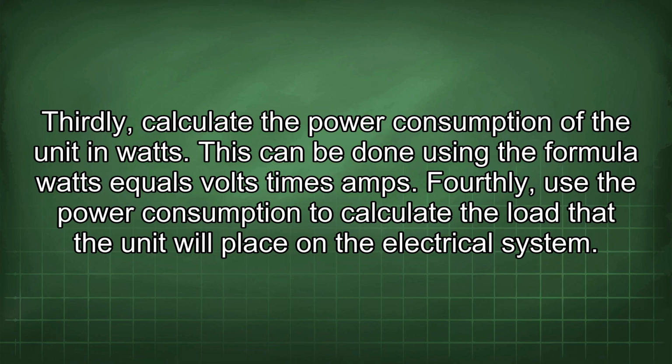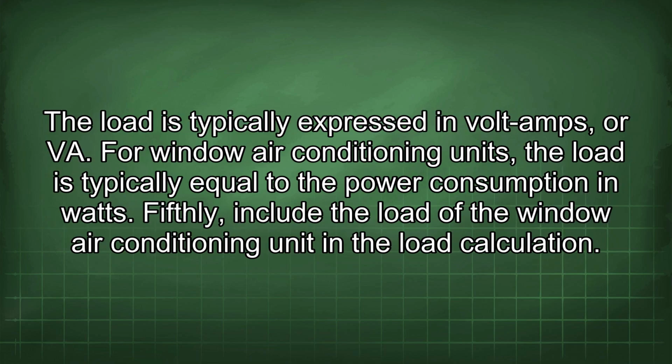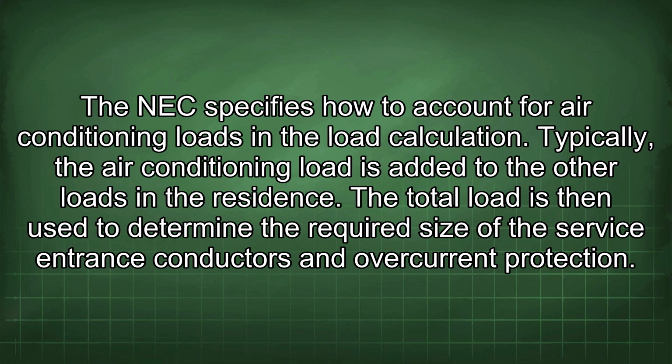Fourthly, use the power consumption to calculate the load that the unit will place on the electrical system. The load is typically expressed in volt-amps or VA. For window air conditioning units, the load is typically equal to the power consumption in watts. Fifthly, include the load of the window air conditioning unit in the load calculation. The NEC specifies how to account for air conditioning loads in the load calculation. Typically, the air conditioning load is added to the other loads in the residence. The total load is then used to determine the required size of the service entrance conductors and overcurrent protection.